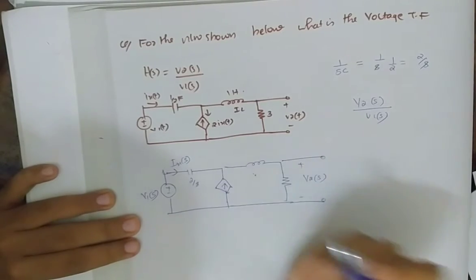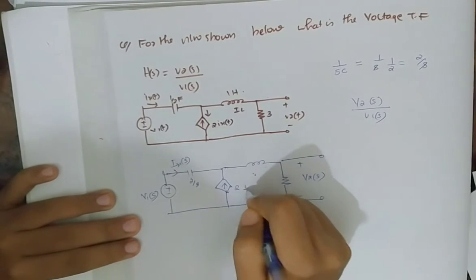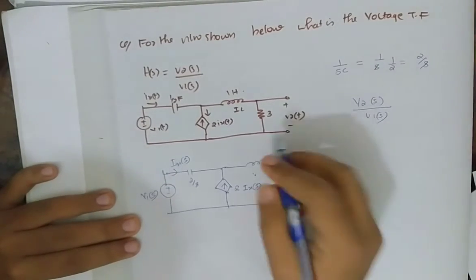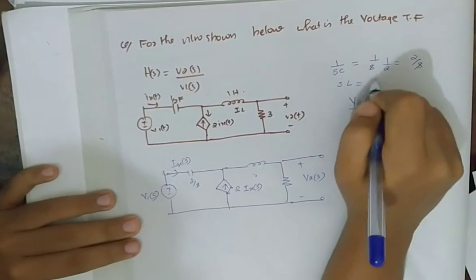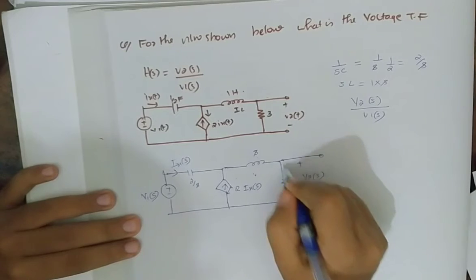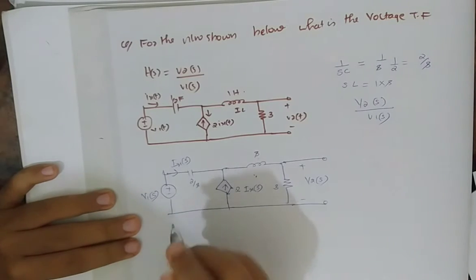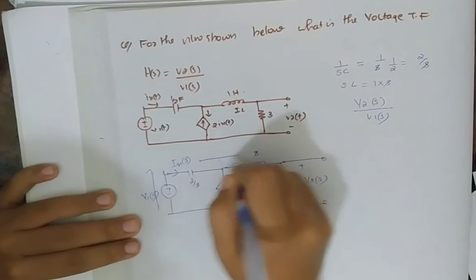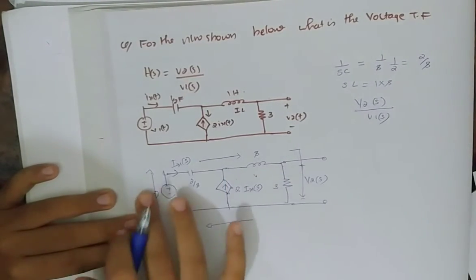So I can write this 2 by S, and this will become 2 Ix of S. Inductor becomes SL, that is equal to 1 into S. So this is S and this is 3. Okay, and I will write the mesh equation over here, over this bigger mesh, and I'll start from here.